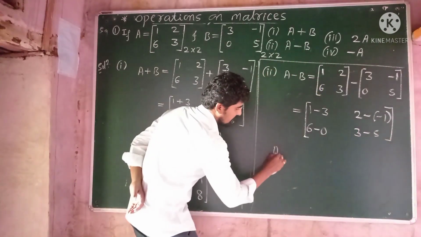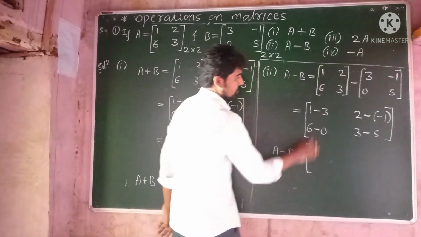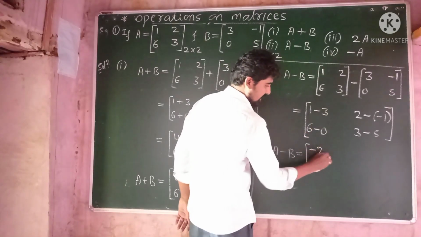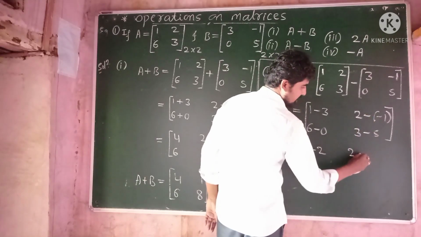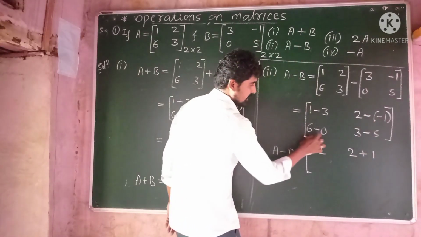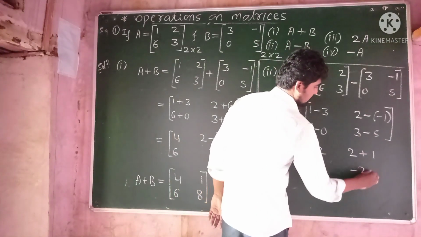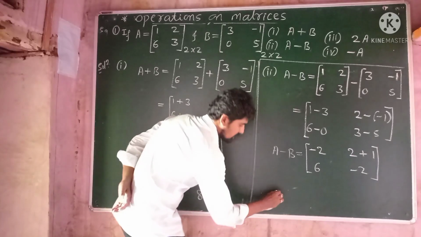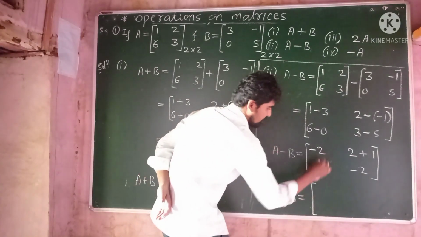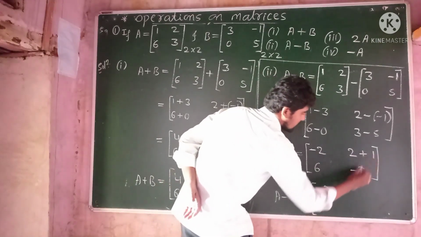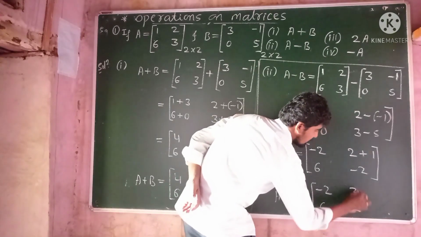Therefore, matrix A minus B is equal to 1 minus 3 is minus 2, 2 minus into minus plus 1, 6 minus 0 is 6, 3 minus 5 is minus 2. Hence, the required A minus B matrix is minus 2, 2 plus 1 is 3, 6 and minus 2 as it is.